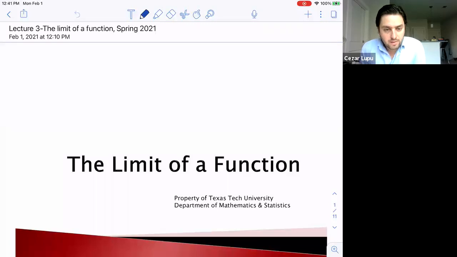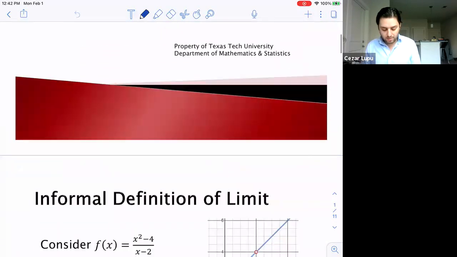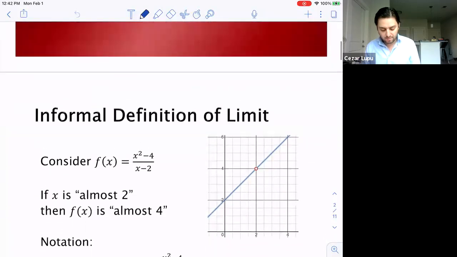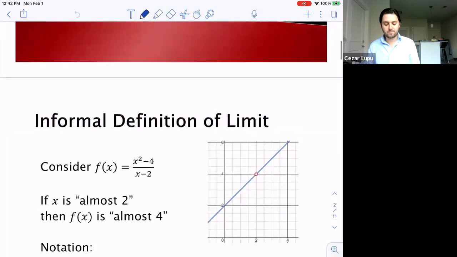so today, like I said, we will define the concept of the limit of a function. We would like to see what that is, and let's get started. So let me give you the informal definition of the limit. But in fact, let me look at a function. So let's look at this function.